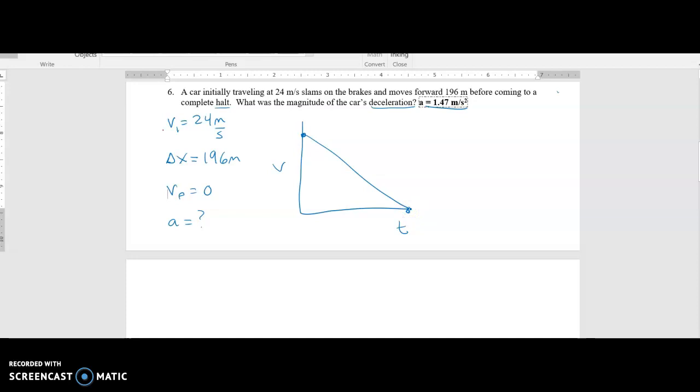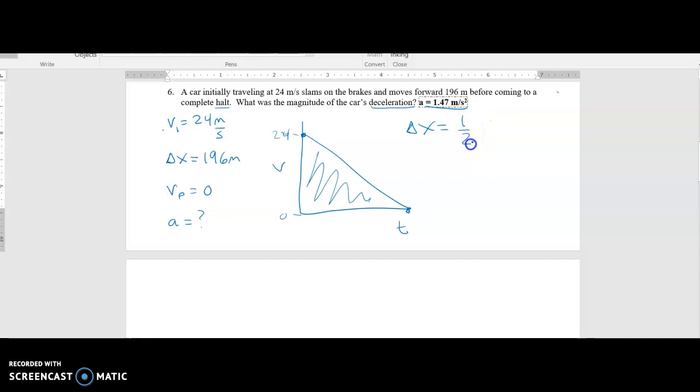All right, so there's our graph, because it does end up at 0 and it starts at 24 meters per second. Next step, if you were to find the area of this, because the area of a VT graph gives you displacement, what formula would you use? Well, when I'm looking at this, that's a triangle.